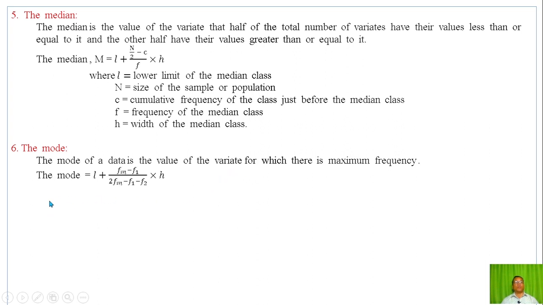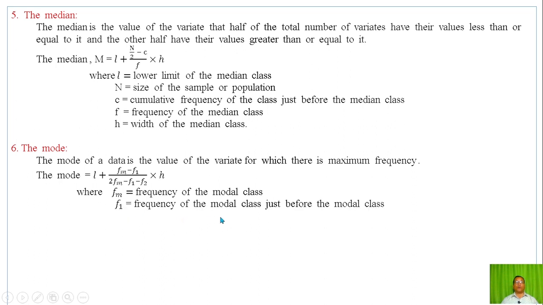The mode is L plus (fm minus f1) divided by (twice of fm minus f1 minus f2), whole into h, where fm is the frequency of the modal class, the maximum frequency. F1 is the frequency of the class just before the modal class. F2 is the frequency of the class just after the modal class.